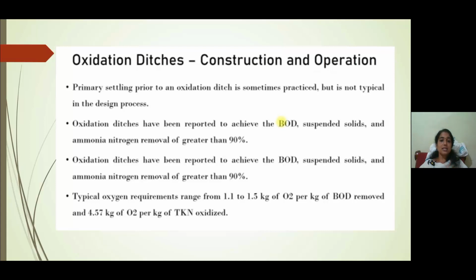Oxidation ditches have been reported to achieve a BOD, suspended solids, and ammonia nitrogen removal of greater than 90%. The typical oxygen requirement ranges from 1.1 to 1.5 kg of oxygen per kg of BOD removed and 4.57 kg of oxygen per kg of TKN oxidized, total Kjeldahl nitrogen, that is TKN.